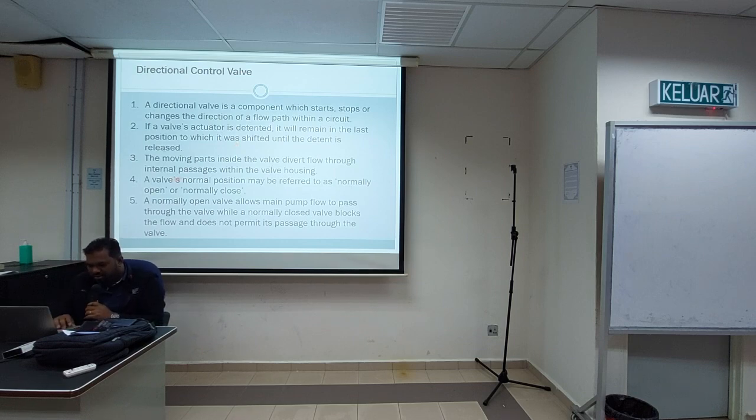A valve's normal position may be referred to as normally open or normally closed. It has two positions, before it starts and after it starts, so there are two conditions. I will show this later in the discussion slides. A normally open valve allows main pump flow to pass through the valve, while a normally closed valve blocks the flow and does not permit its passage through the valve.